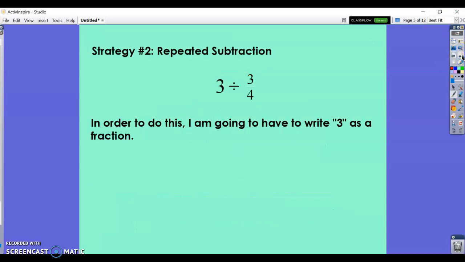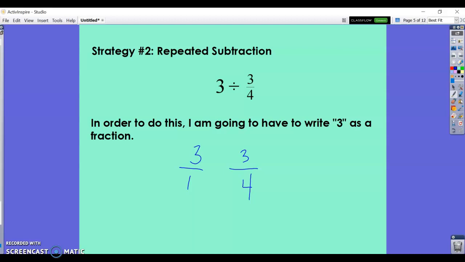Your second strategy is repeated subtraction. So in order to do repeated subtraction, you're going to have to write 3 as a fraction. So if I write 3 as a fraction, I know that it is going to be over 1 because any whole number written as a fraction is going to be over 1. Now, I can't do anything with 3 over 1 because it doesn't have a common denominator with 3/4. So if I'm looking at 3/4 and 3 over 1, I know that the common denominator is going to be 4 because 4 can go into 4 and 1 can go into 4.